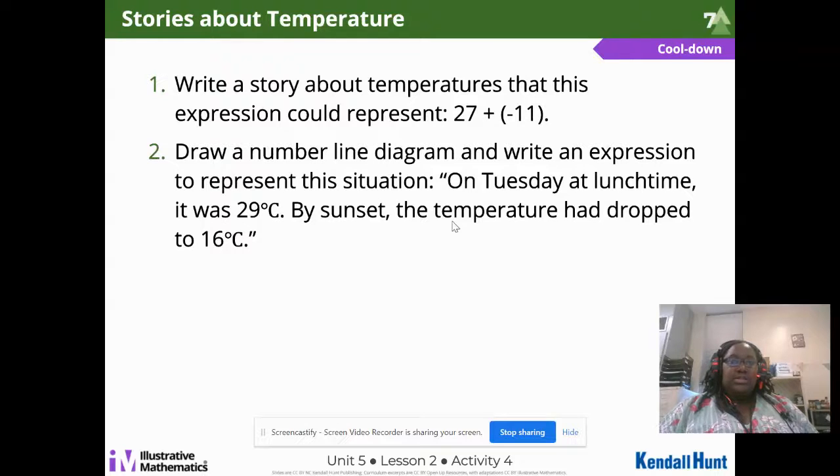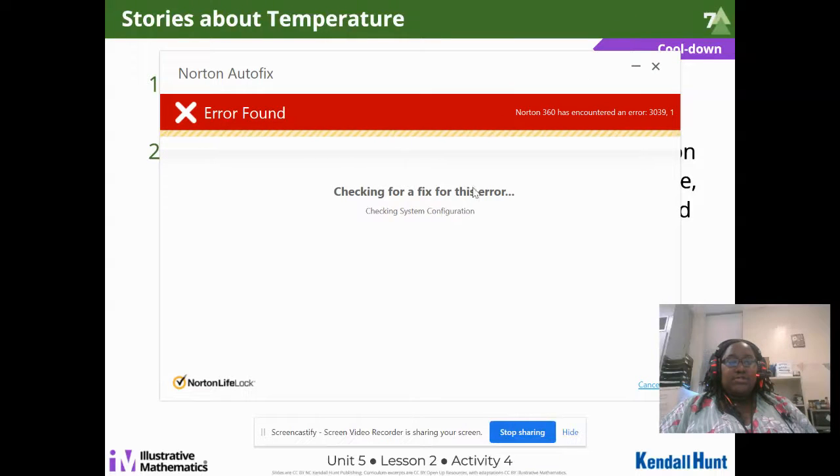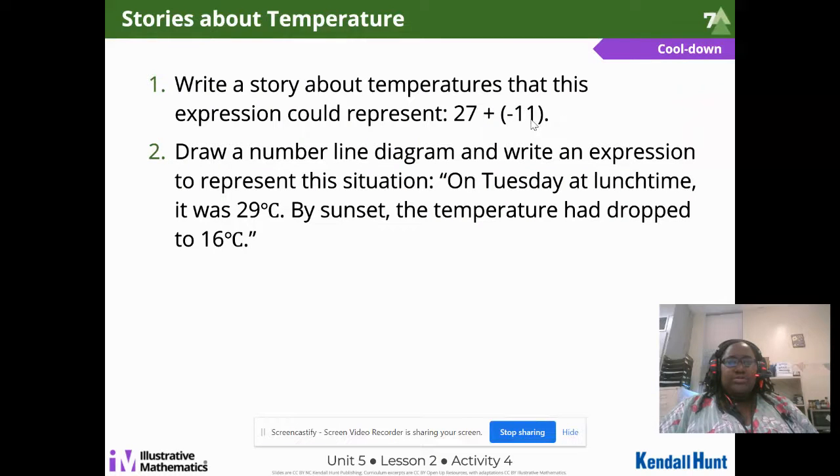And then same thing here. They want you to write a story about temperatures that these expressions can represent. So we've got 27 plus -11. So it's a bunch of different ways you can do this. My example would be, because I can't say Atlanta is never that cold, in Cleveland, Ohio, it was 27 degrees, and then it got colder by 11 degrees. So that's one way that you can write this story, but there are a bunch of different ways.